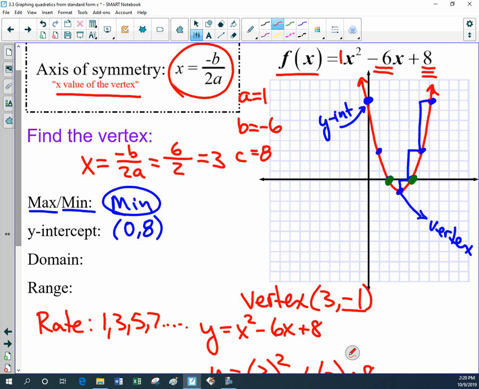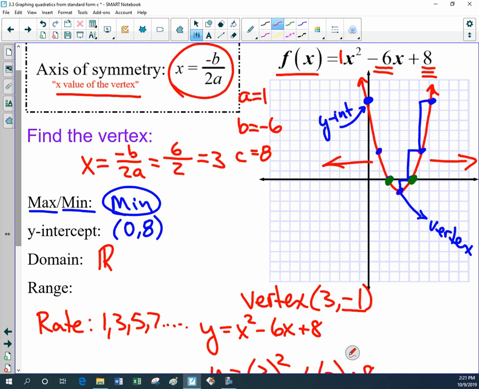Okay, then it asks us for the domain. So the domain is the x values. If we look at the graph and what it's going to do on the x-axis, the graph is going to go infinitely. So it's going to end up growing infinitely both left and right. So if it goes infinitely left, infinitely right, then the domain would be all real numbers.